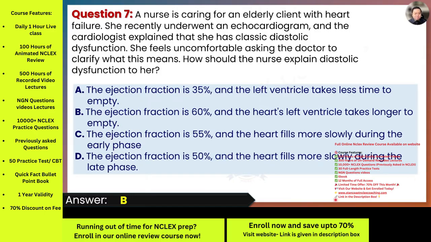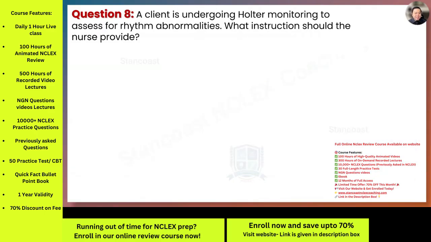8. A client is undergoing Holter monitoring to assess for rhythm abnormalities. What instruction should the nurse provide?